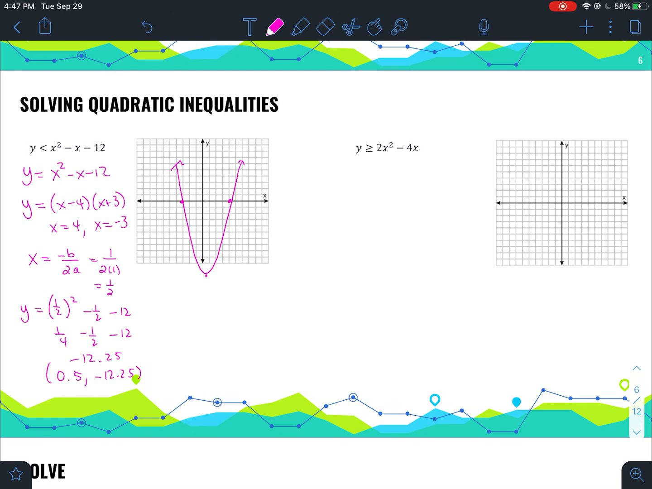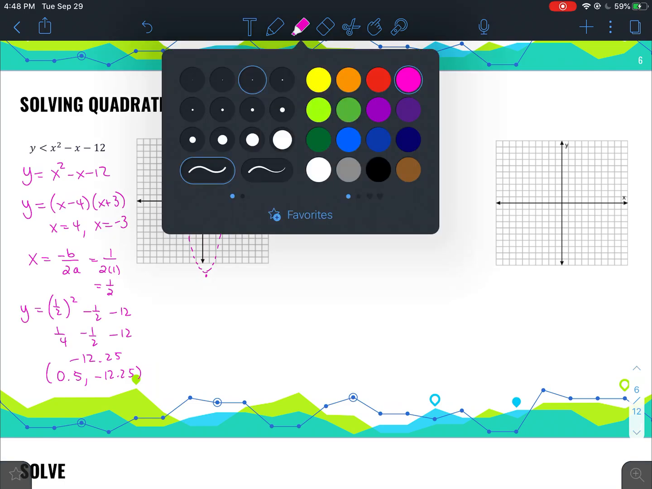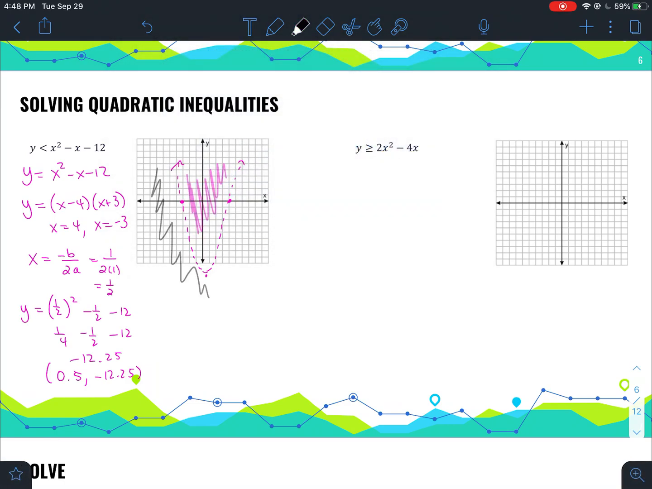Now, notice it's just y is less than that parabola. So instead of having a solid line, you guys might remember graphing inequalities with linear equations. And if we do this with quadratics, it's the same thing, except the parabola will be a dotted line. So my parabola will go up to that line, but not equal to. And now I have to decide, are the solutions that I want inside of that parabola, or are they outside of the parabola? And so you can always do a test point.